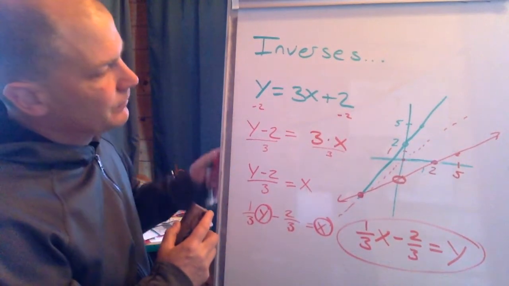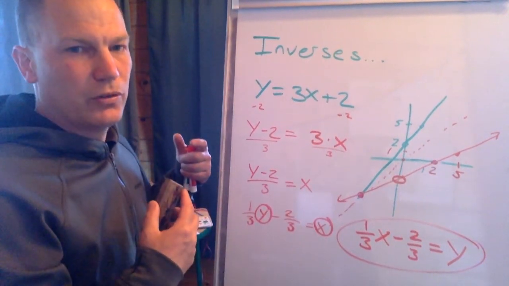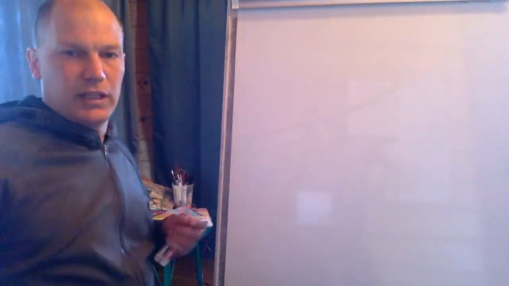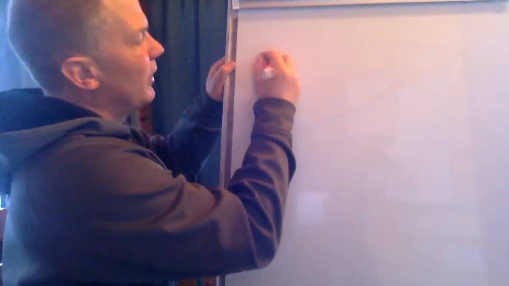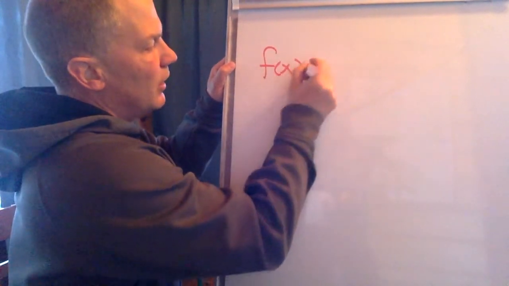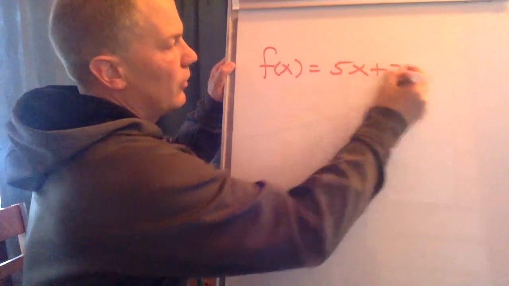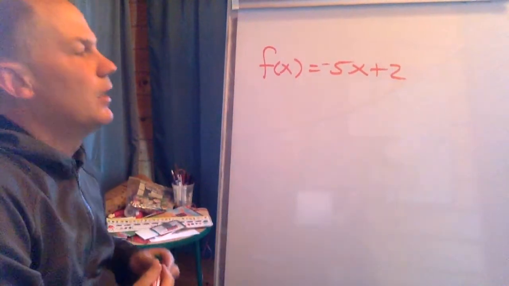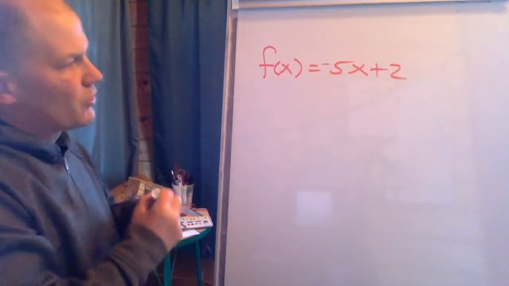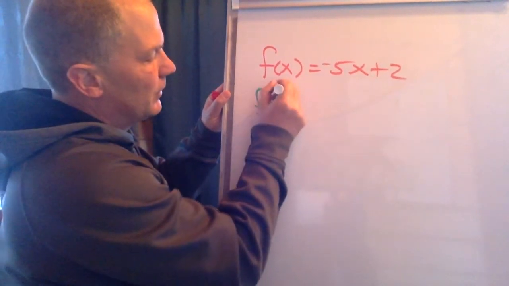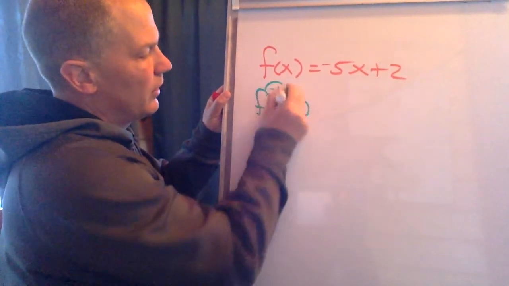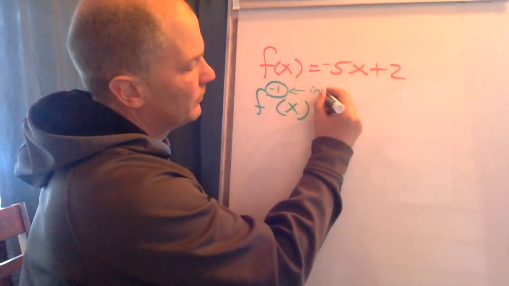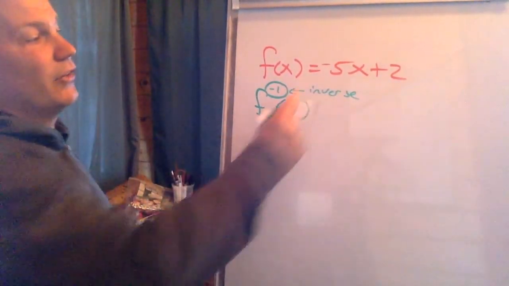Okay, so let's do that again, and I'm going to use function notation this time. A little less background information. So I want to find the inverse of 5x plus 2. All right, let's make this a little different. Negative 5x plus 2. Okay, I want to find the inverse of this function. So the way that we would write that is with that little negative 1. This exponent of negative 1 means inverse. It undoes the other function.